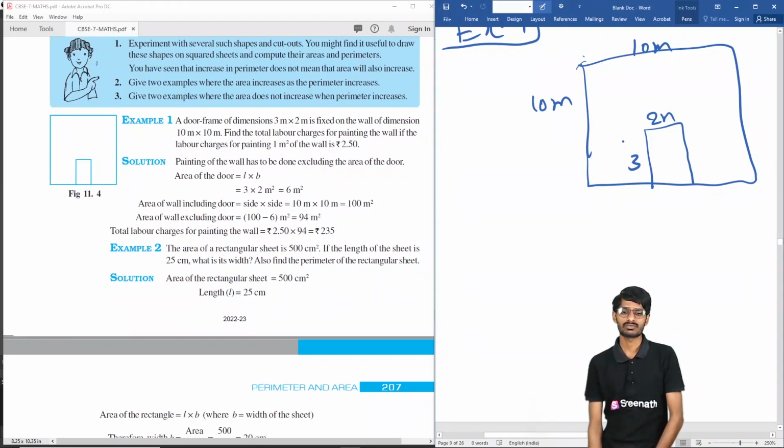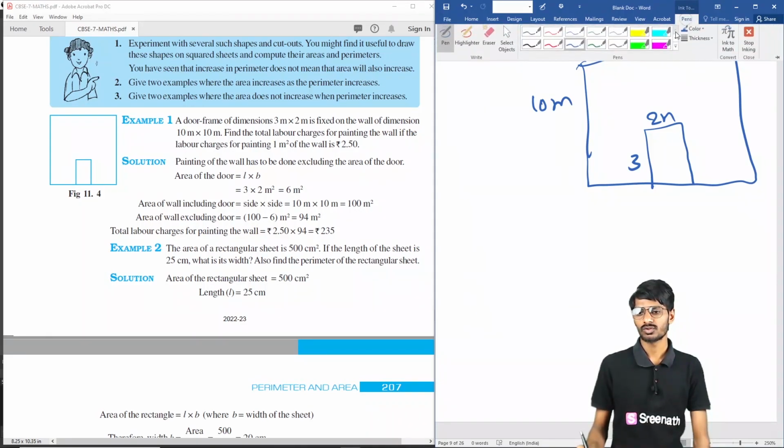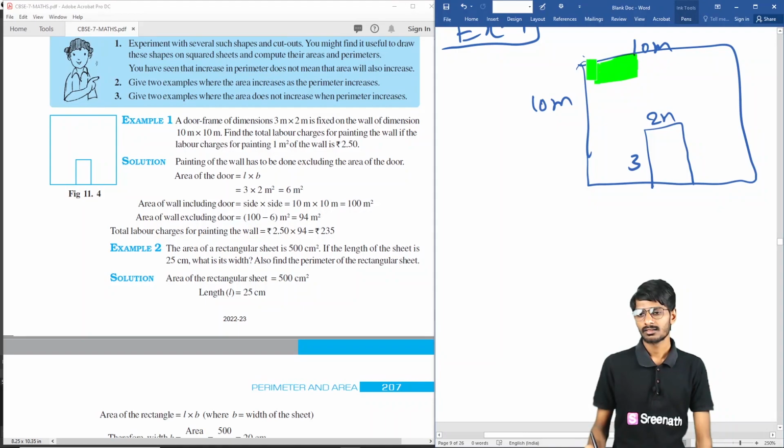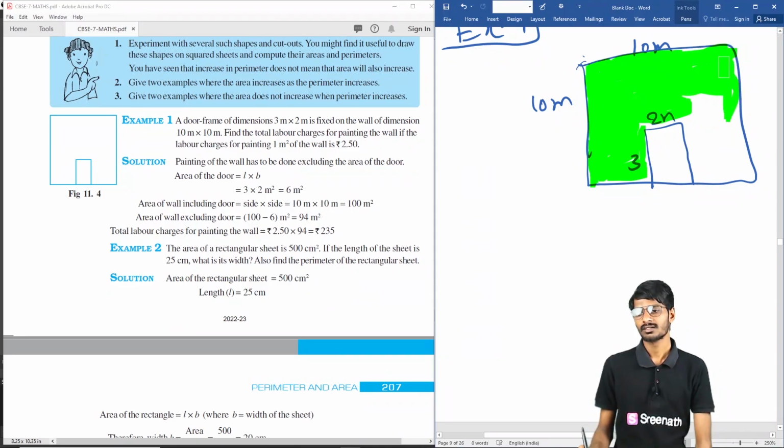Now what they have to do is find the total labor charges for painting the wall. So now they want to paint this wall, students. I will show you how to paint. They are painting with some color like this. They are painting this wall. How many of you have liked Microsoft Paint in your computer class? So we will paint now. They have to paint with some color. I am taking the yellow color for this wall. Okay, students, like this for painting.